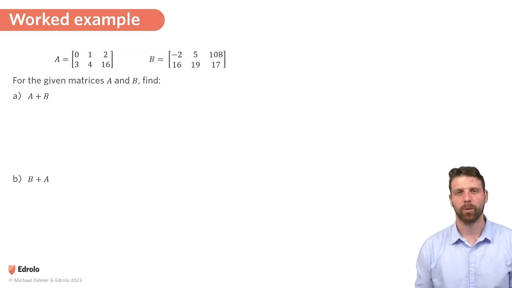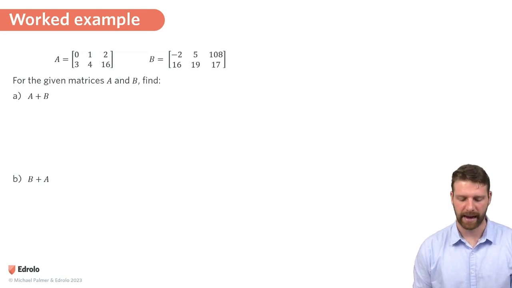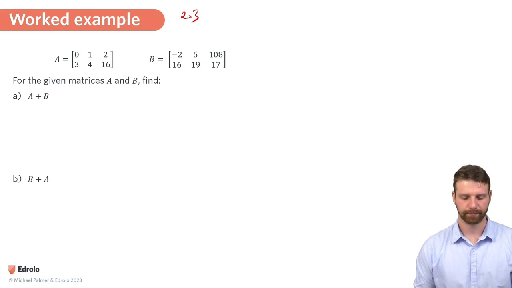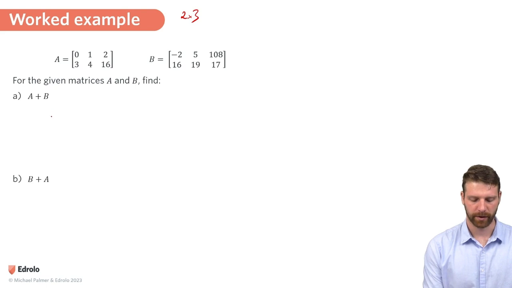Okay, here's a worked example, one for me to do. I've got matrix A and B. They're the same size. They both have order 2 by 3. And so I'm supposed to do A plus B and B plus A. I've also got the calculator here so we can see how to add them. So I'm going to do it by hand first. So here's A plus B.